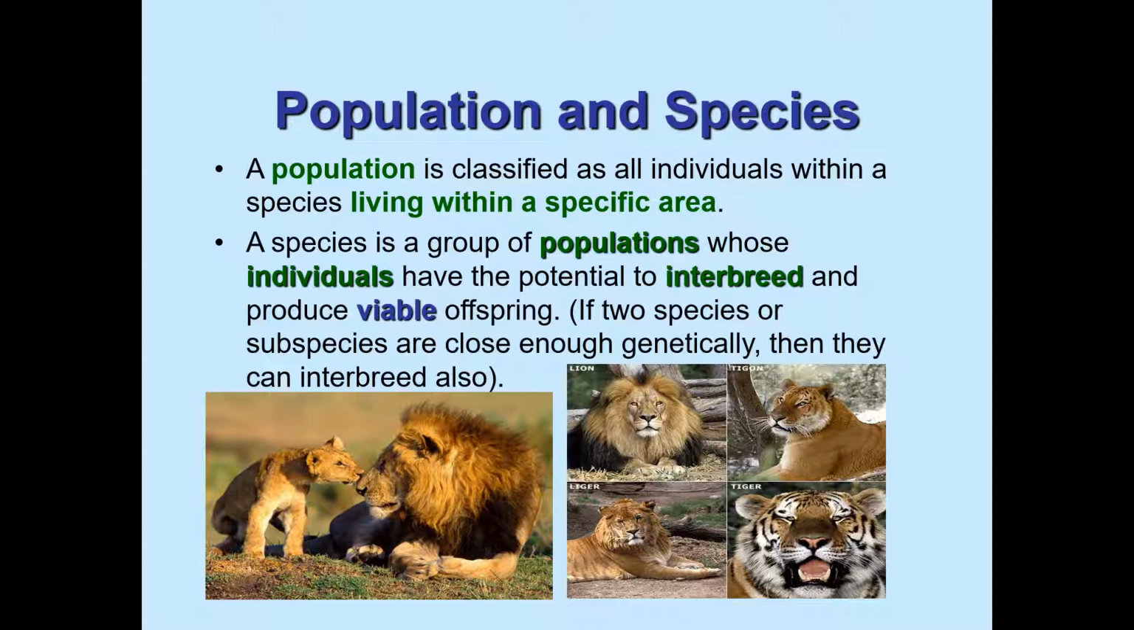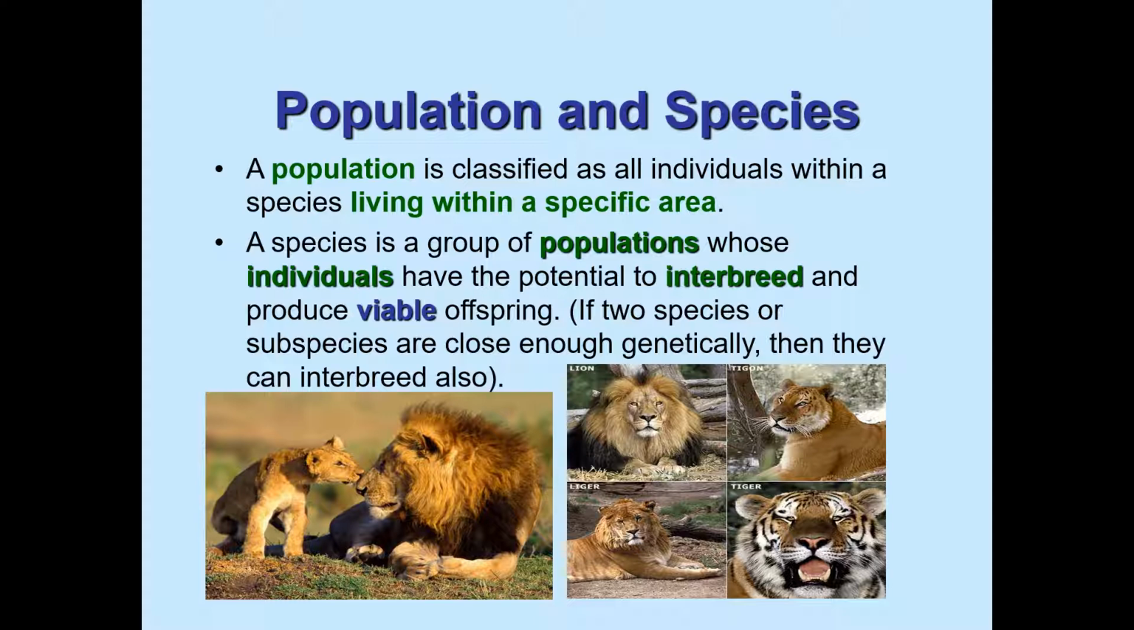One example is you can have a male lion and a female tiger to make a liger, or you can have a female lion and a male tiger to make a tigon. Okay, they're close enough genetically to where they can interbreed. Now, you can also have a horse and a donkey interbreed, and that will make a mule.